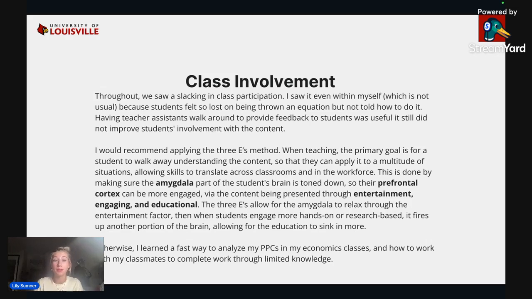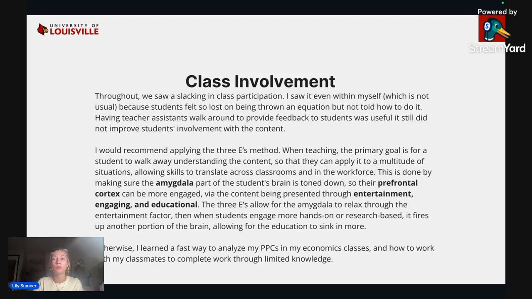I would recommend possibly applying the 3 E's method. When teaching, the primary goal is for a student to walk away understanding the content so that they can apply it to a multitude of situations, allowing skills to translate from the classroom and even into the workforce. This is done, though, by making sure whenever a student comes into the classroom, they don't feel like their guard is up, and that is a part of the brain which I put on here, called the amygdala. I don't really fully know how to pronounce it, but it's kind of like a guard dog. When students are in the classroom, they'll have a guard up, not wanting to respond in fear of shame or having something wrong.